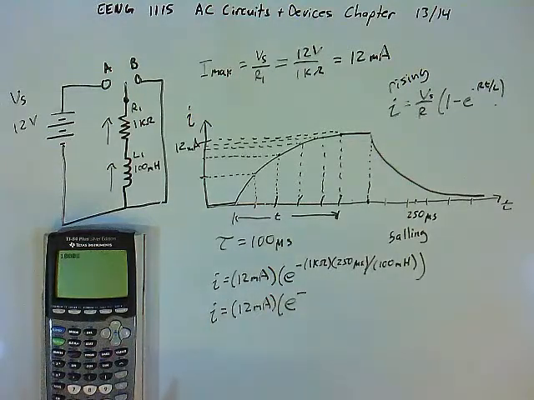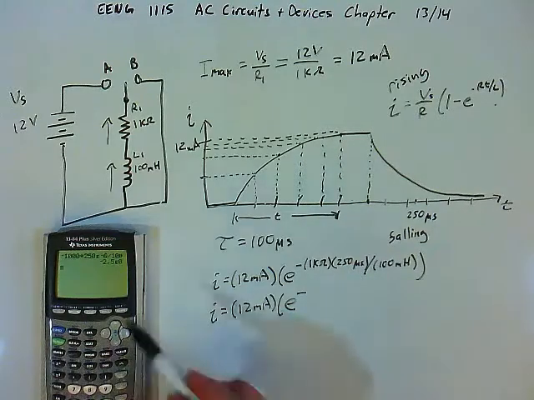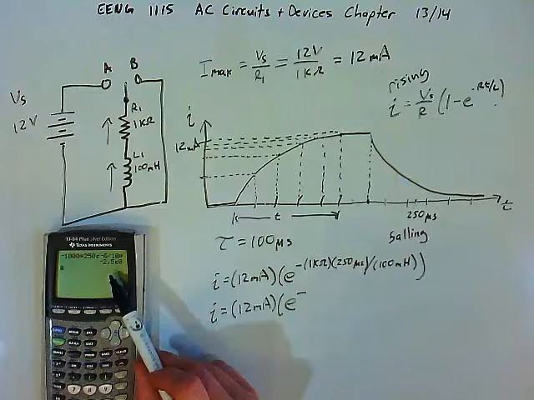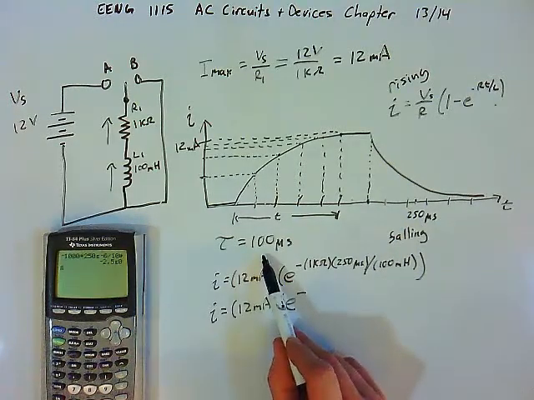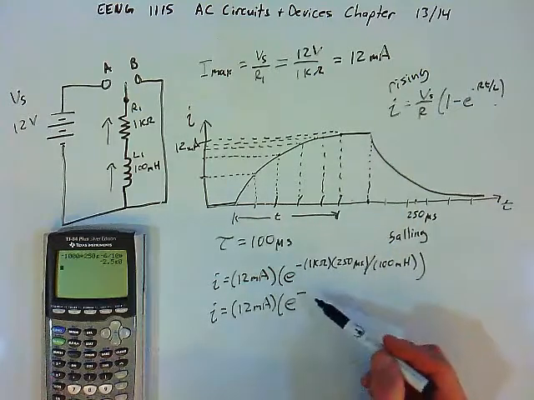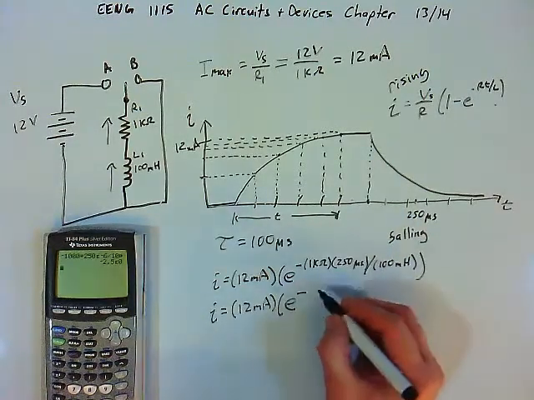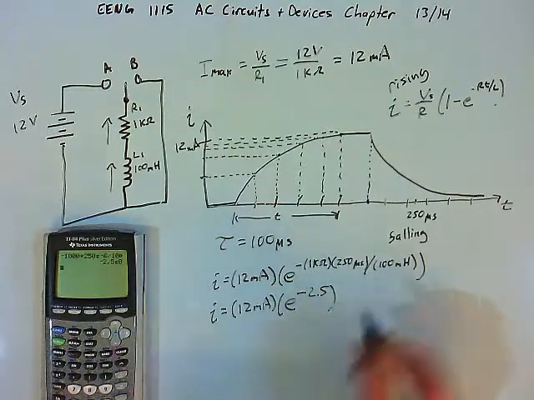We have 1 kilo ohm, which is 1,000. Well, actually it would be negative 1,000, right? Negative 1,000 times 250 micro, so 250 EE negative 6, divided by 100 millihenries, 100 EE to the negative 3. And so, again, no coincidence that this worked out to be negative 2.5, because 250 microseconds is 2.5 time constants. Each time constant is 100 microseconds, and so 250 is 2.5. Again, the exponent worked out to be the number of time constants that has passed, negative 2.5 time constants.